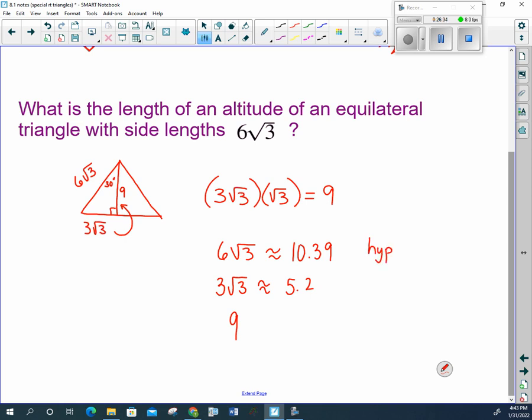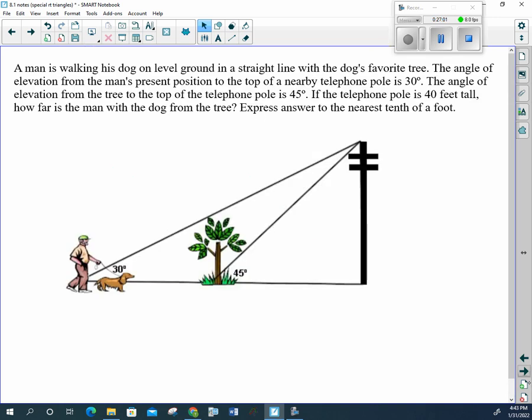The side across from the 60 should be the next one. So this leg right here, the 9, is across from the 60, so that matches. And then the shortest leg should be across from the 30, which is the 5.2. That's the shortest leg. So everything matches as far as angle measures and side lengths go. So you could check that if you're wondering if you did it right. Just change them to decimals and then compare the lengths.